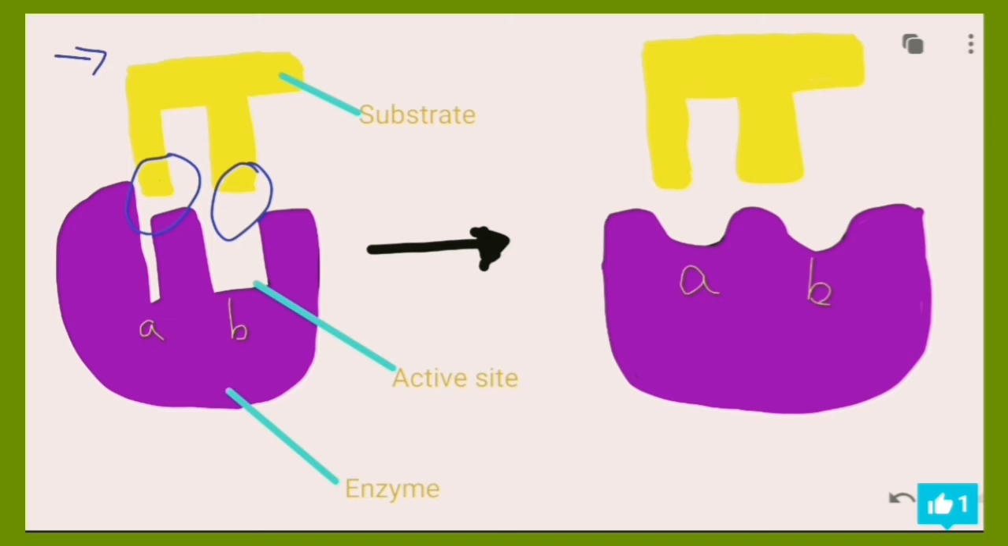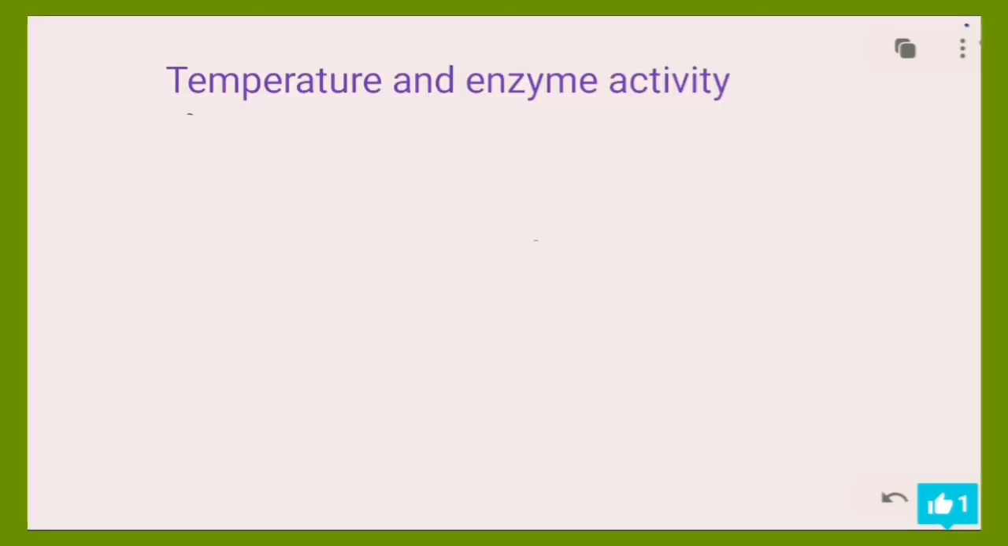But right here is the same enzyme but with a different active site shape. If you see, it no longer fits. We say that the enzyme got denatured. This is what happens when an enzyme gets denatured.